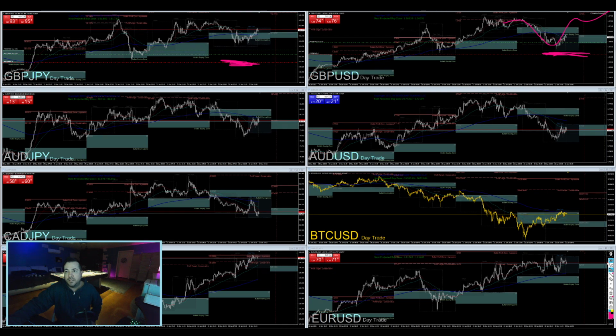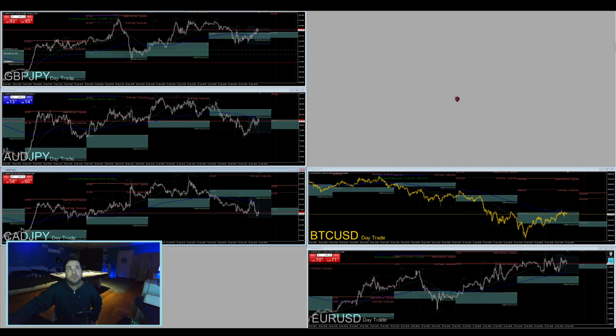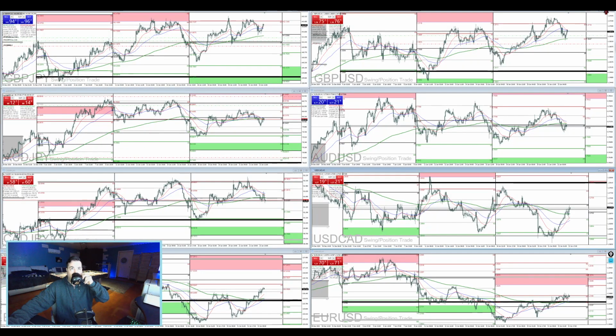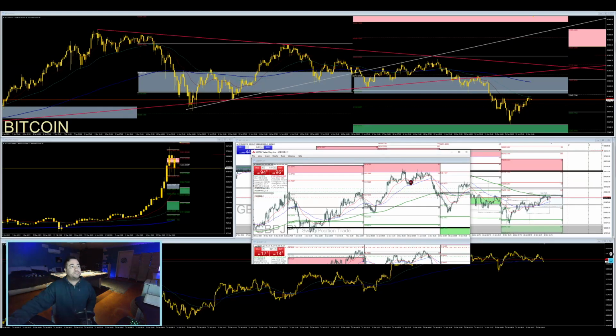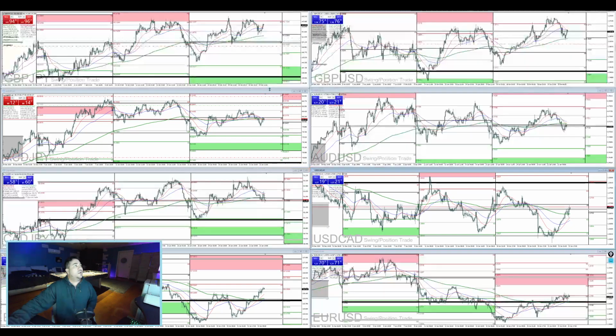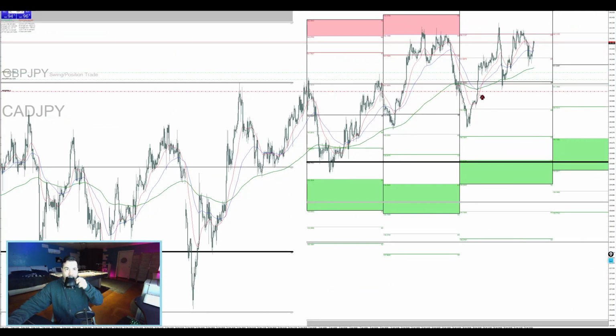So let's take a look here. There's a lot of front running. There's a setup and a front run for the next week. Let's take a look at that here real quick. Swing trade. Whoopsies, what did it just do? Okay, all right, let's take a look.